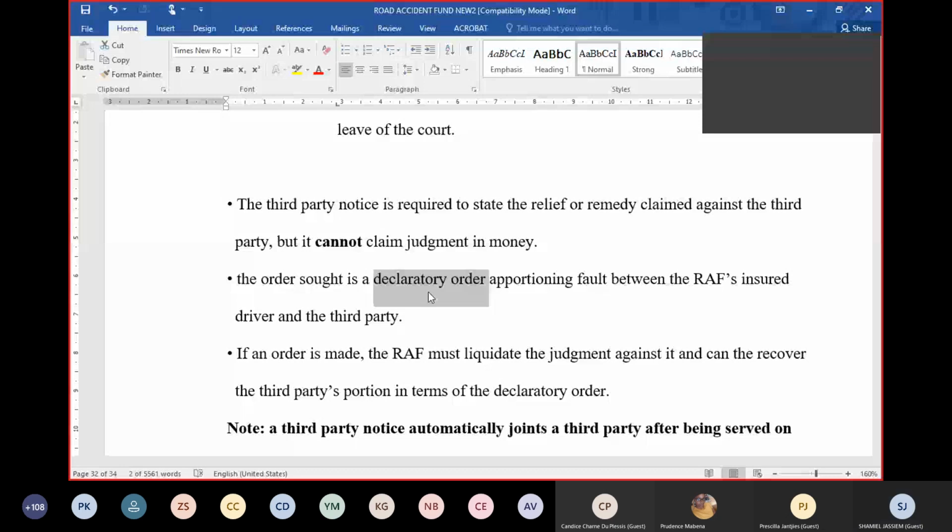Yes, thank you. Lovely. That is in the High Court. So let's look at the procedure in the Magistrates Court. What would be the procedure in the Magistrates Court?